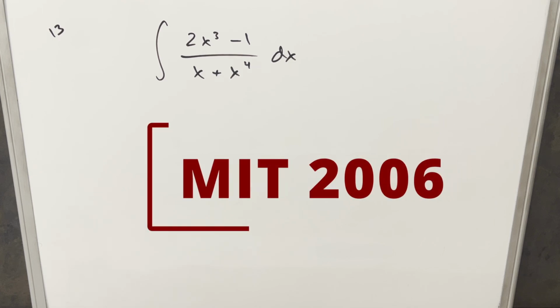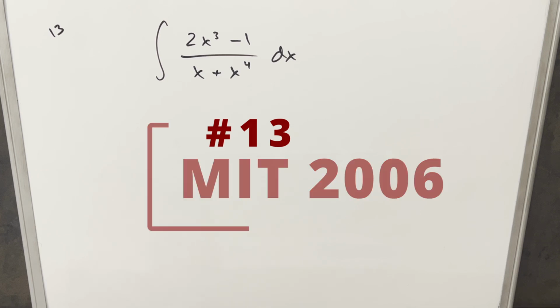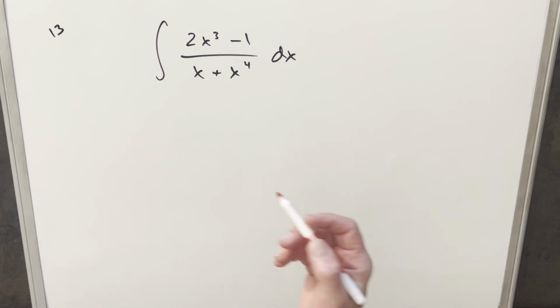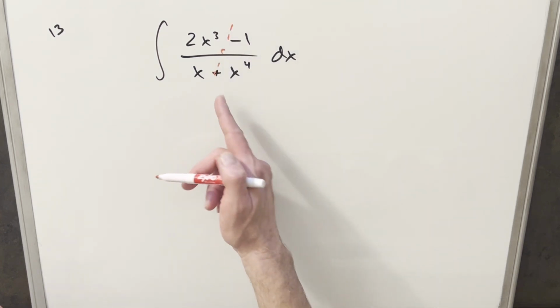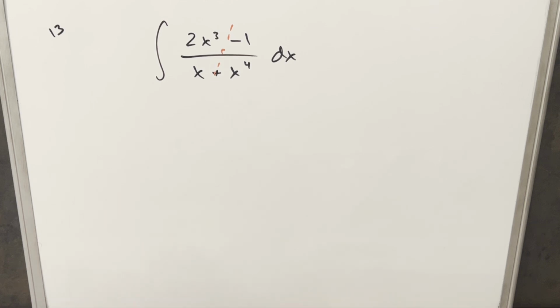Okay, we have here another integral from the MIT Integration Bee 2006. This one's problem 13. We have the integral of (2x cubed minus 1) over (x plus x to the fourth) dx. The way I did this the first time was just split it up into two integrals, because we've got this minus sign here in the numerator, and we can split it, and both integrals aren't bad, so that was a fine way to do it.